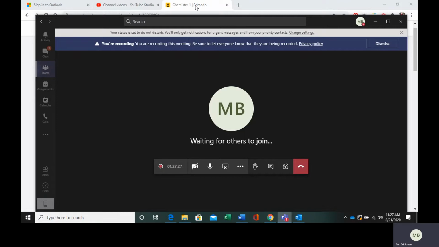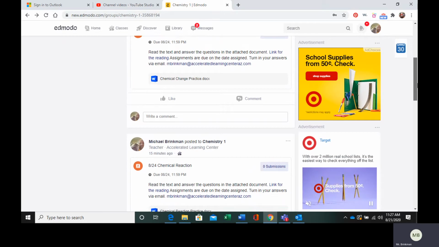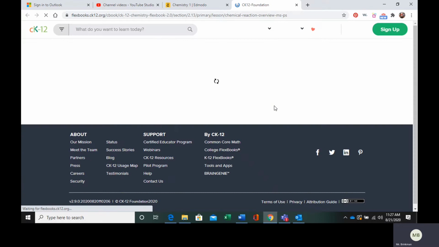In your Edmodo, you are going to scroll down until you find the post that says chemical reaction. We have a link for the reading and the practice questions. Make sure you do those and turn them in to me via email. And we are going to get into chemical reactions.